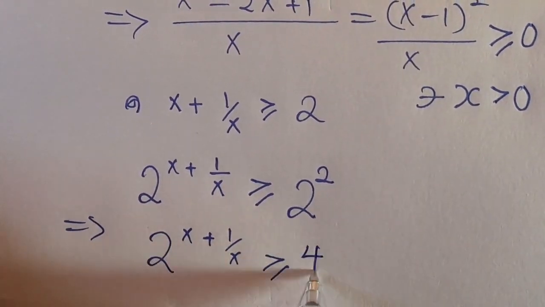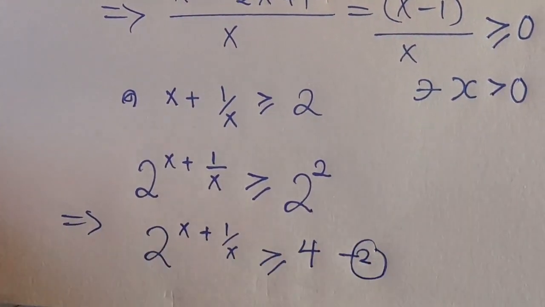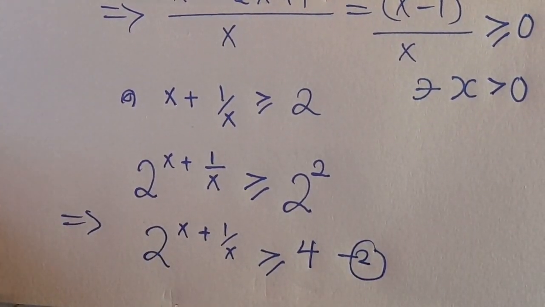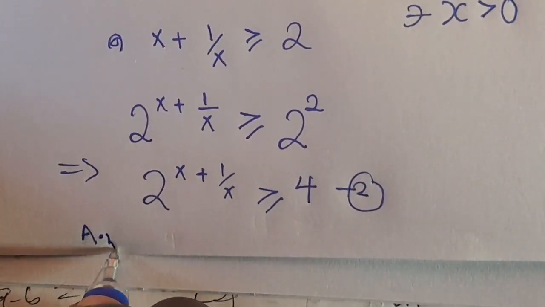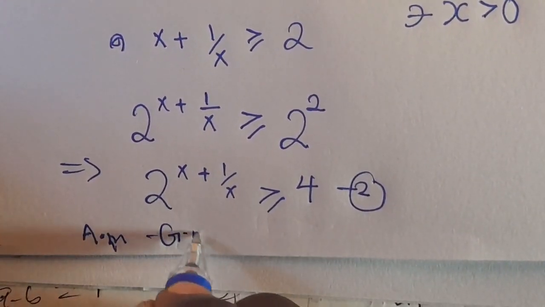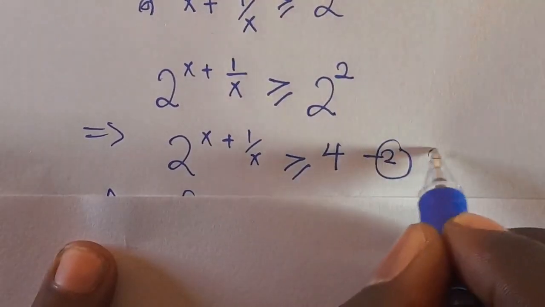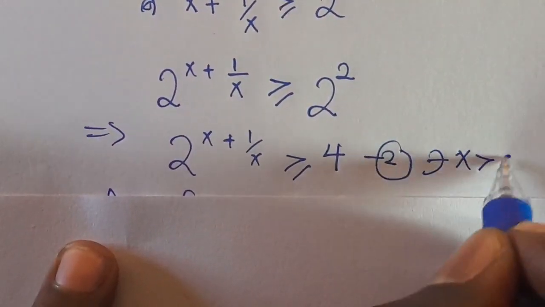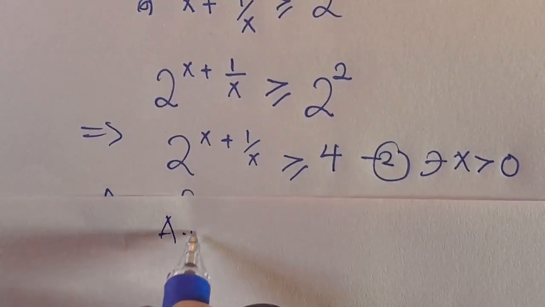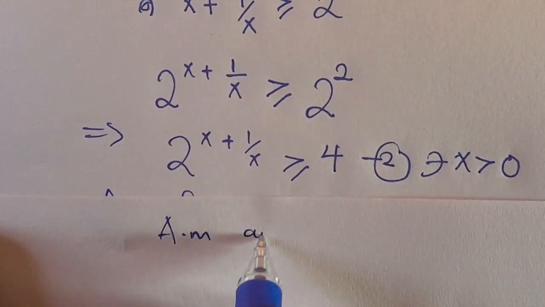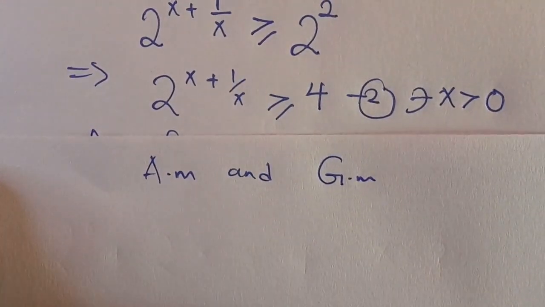greater than or equal to 4. So if this is true, let us now apply AM and GM arithmetic, such that x is greater than 0. So now from here, by applying AM and GM arithmetic, let's see what will happen.